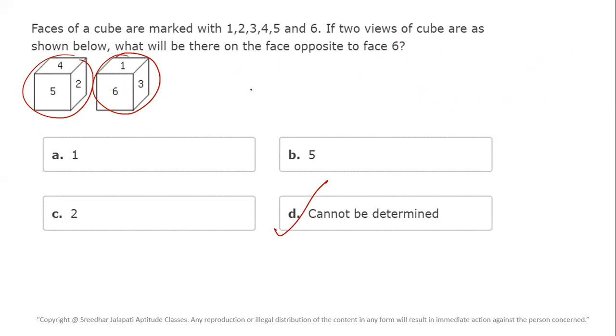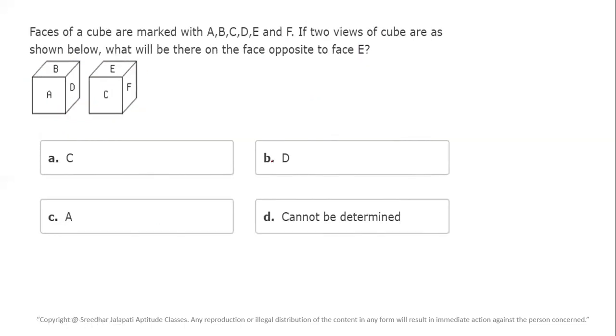You cannot find the two faces which are opposite, because we don't have any rule like the sum of them is this or that in a general dice. So we should have one element common or two elements common. Here no element is common. We cannot find the opposite face of 6, or of 5, 2, 4, 1, 3. For any face, we cannot find the opposite because the data is not sufficient, right? Let's move to the next question quickly.